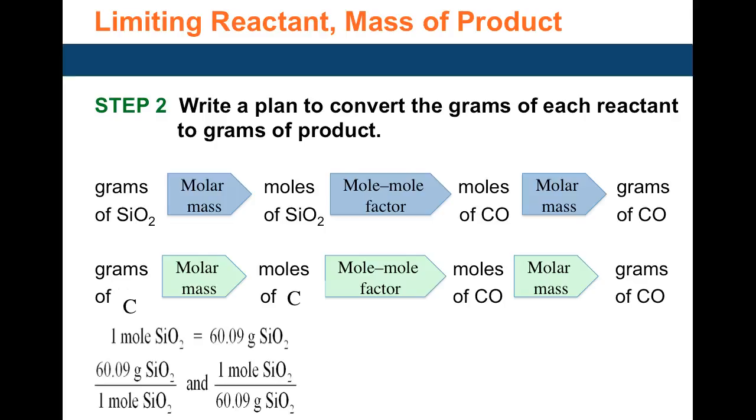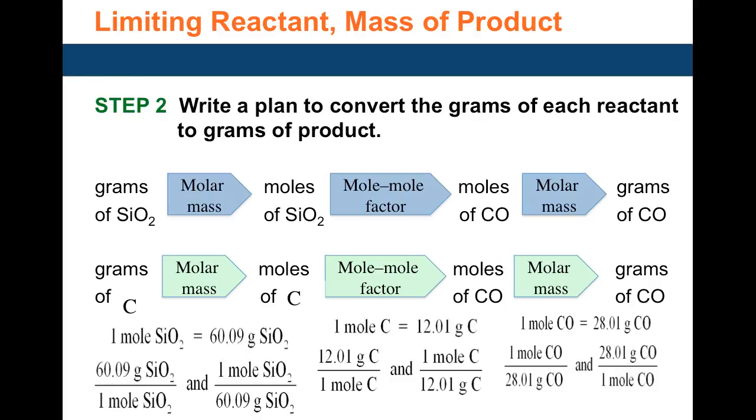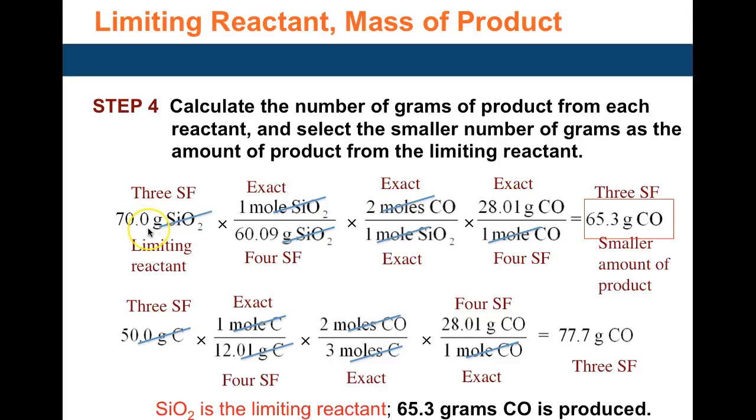So write down all your mole factors and relationships that you need. This is the molar mass of silicon dioxide, 60.09, 12.01 grams for carbon, and 28.01 grams for carbon monoxide. So you're taking the 70 grams of silicon dioxide, dividing it by the 60.09, you get moles of silicon dioxide. 1 mole of silicon dioxide gives you 2 moles of carbon monoxide. And then 1 mole of carbon monoxide, the molar mass is 28.01 grams. So you end up with 65.3 grams of carbon monoxide.